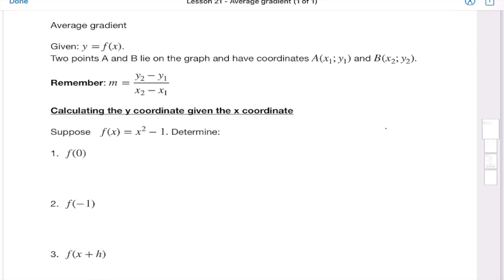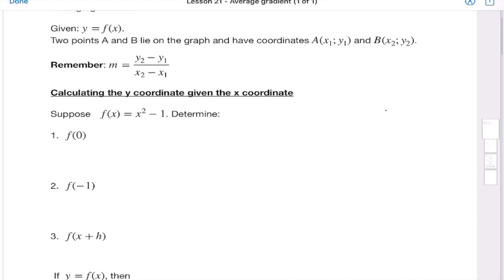First of all, let's look at some notation, like how do we calculate the value of y given the value of x. For example, f of x is equal to x squared minus 1. What is f of 0? Remember, what that means is that wherever there is x, we can now put 0 because now x is equal to 0. And so we substitute into that equation, and that will give us the value of y. In this case, we should get a negative 1.